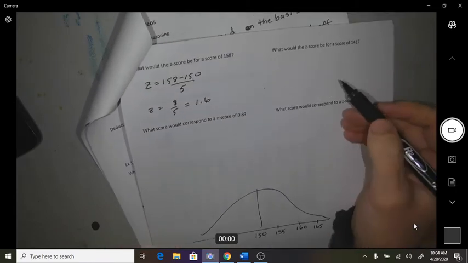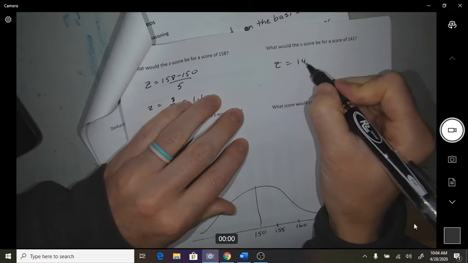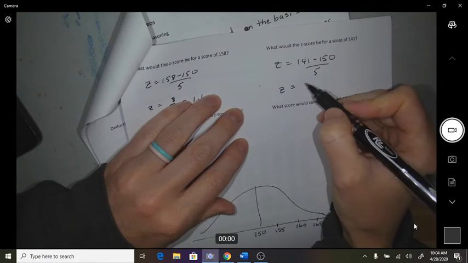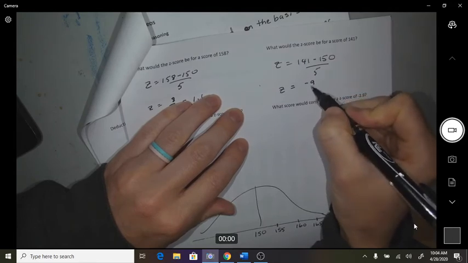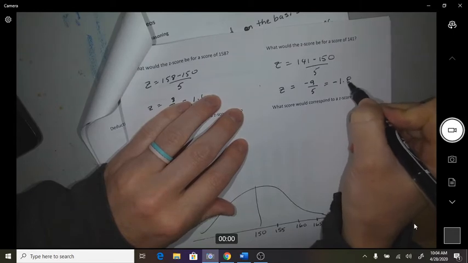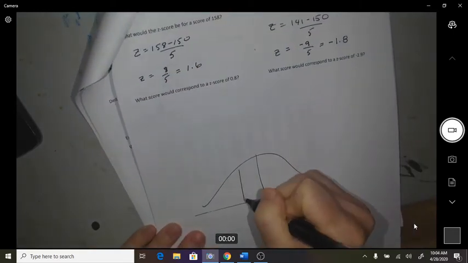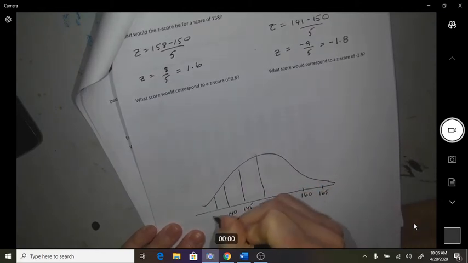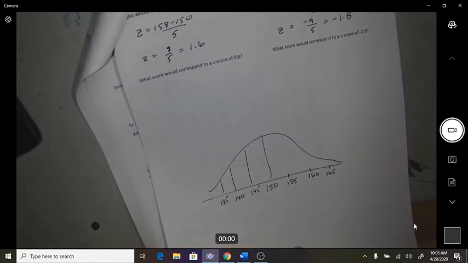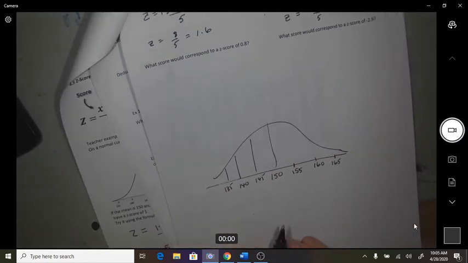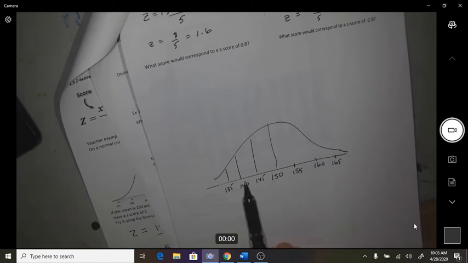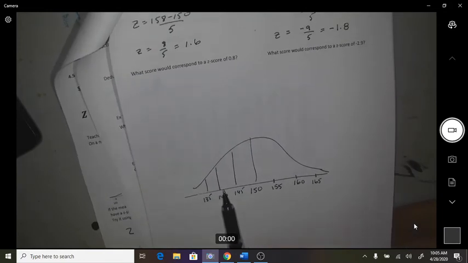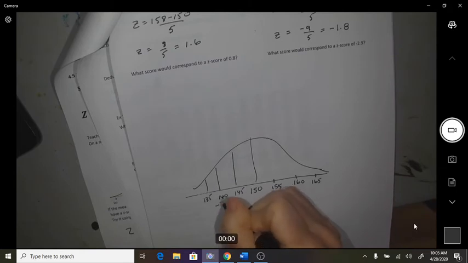Okay, 141. So 141 subtract 150 divided by 5. Okay, so that is -9 over 5, so -1.8. Okay, so if we just look going down here, this would be 145, 140, 135. So 141 would be here. Does it make sense that the z-score is -1.8, right? Because this is a -2.